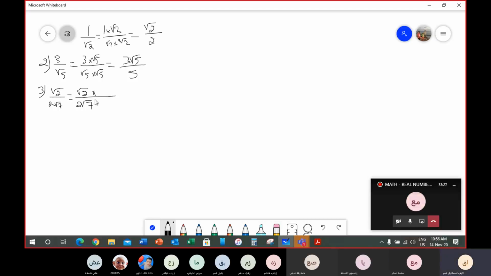Multiply top and bottom by 2? Times 2 times 2. If I multiply the bottom by 2, the radical doesn't go, I get 4 radical 7. Times radical 2, if I multiply the bottom by radical 2, I get 2 radical 14. I want to rationalize the denominator, not the numerator: times radical 7. Numerator first: radical 14, over 2 radical 2 times 7. Good. And equal radical 14 over 14. Very good.